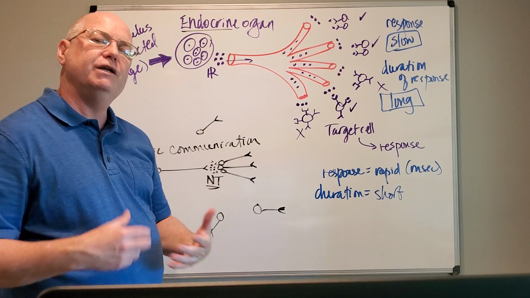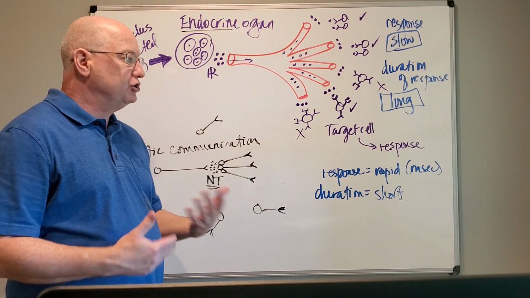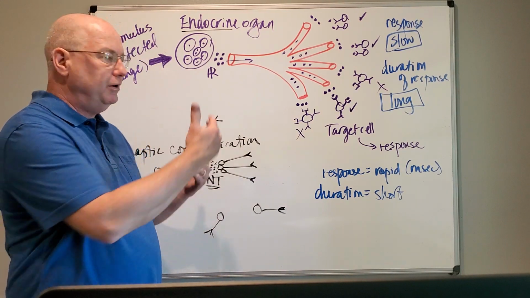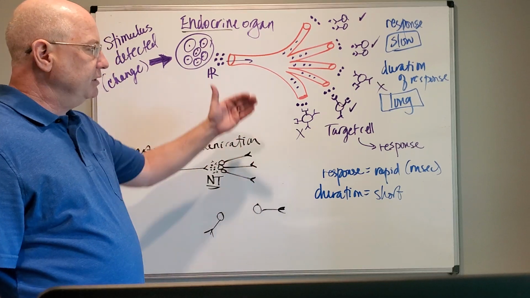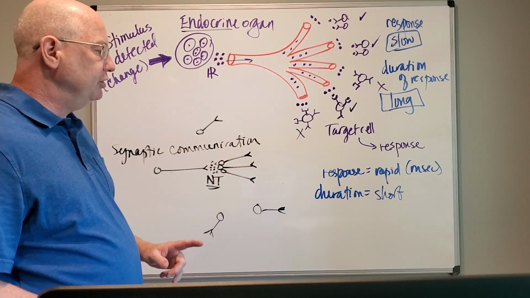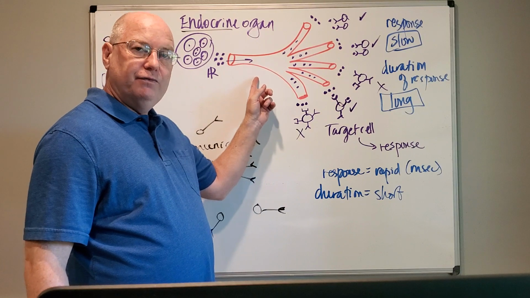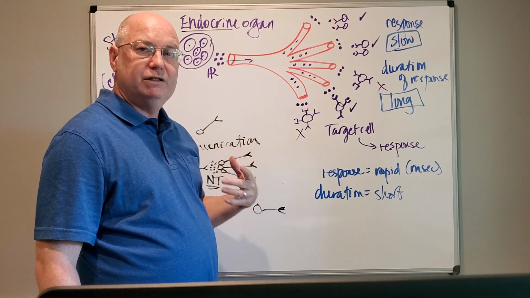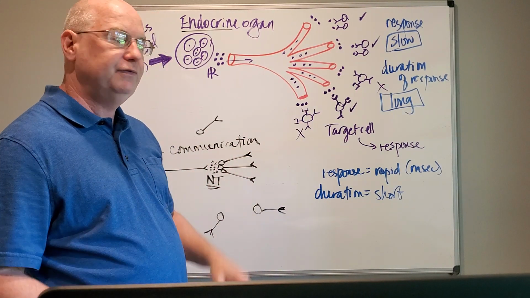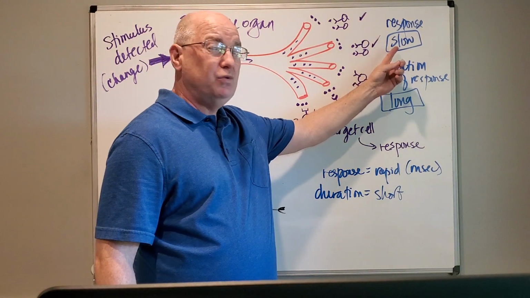There's a number of other things that we could discuss when it comes to comparing and contrasting synaptic and endocrine communication, but I want you to know this. We communicate over great distances to multiple sites, often multiple target cells in different locations. The response is rather slow.